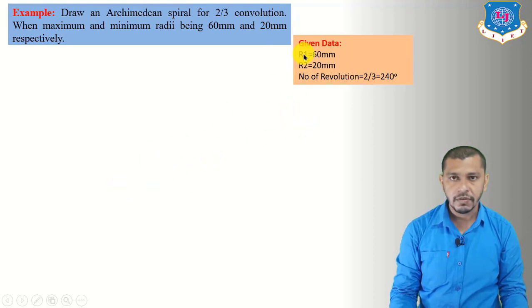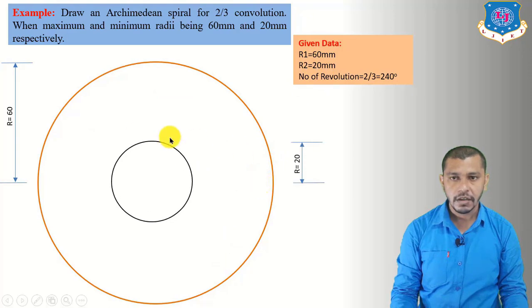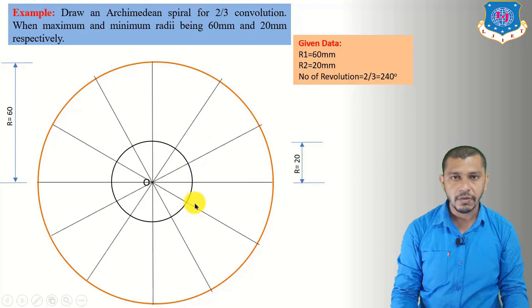So first of all we have to draw a circle having radius equal to 60 mm. Then after draw another circle having radius equal to 20 mm. Make sure that the both circles should be concentric. That means the center of both circles should be at same point. After drawing the circles, now divide the circles into 12 equal parts. So 1, 2, 3, 4, 5, 6, 7, 8, 9, 10, 11, 12 equal parts.